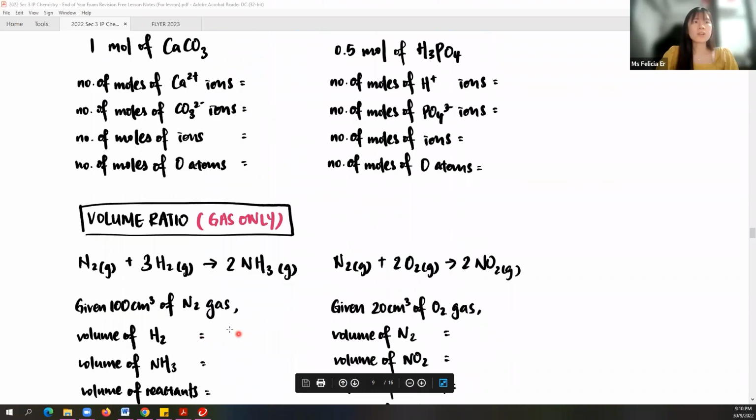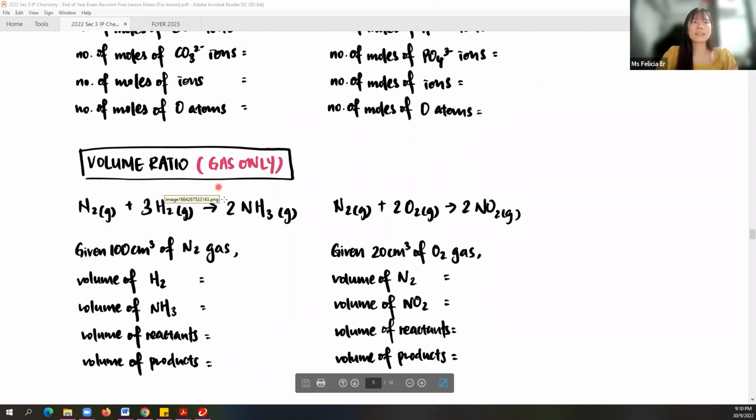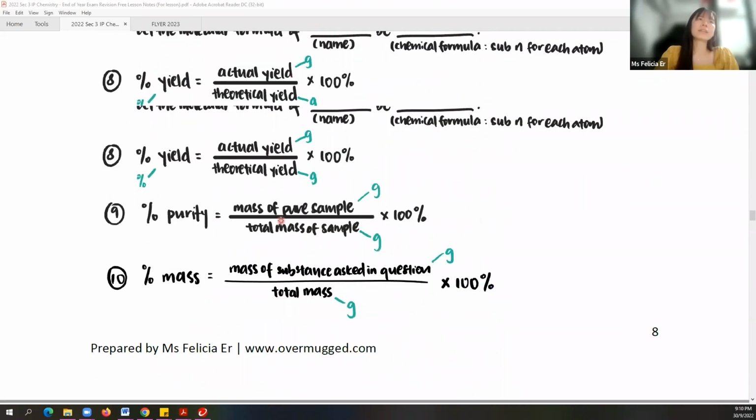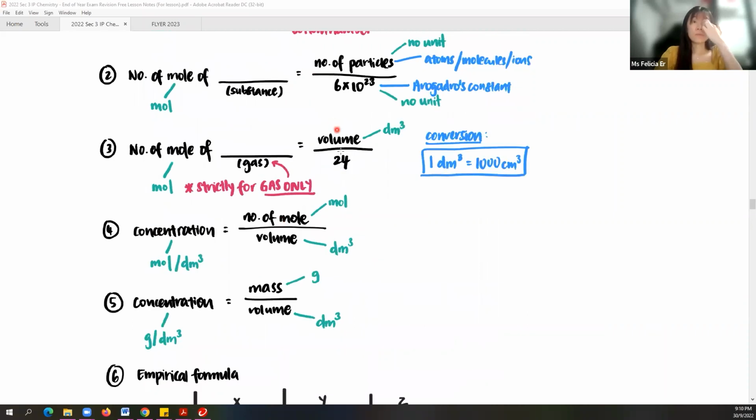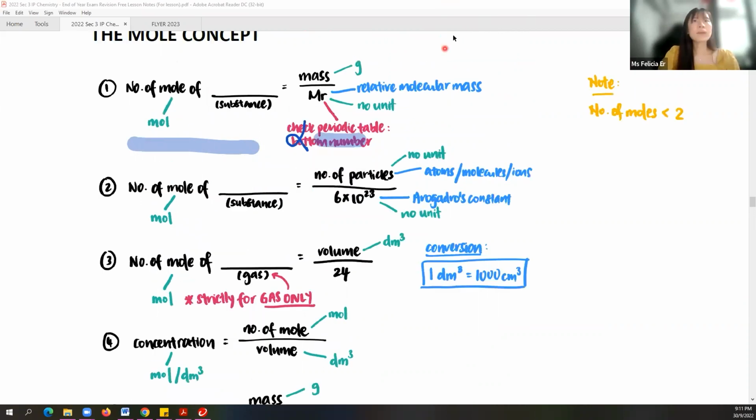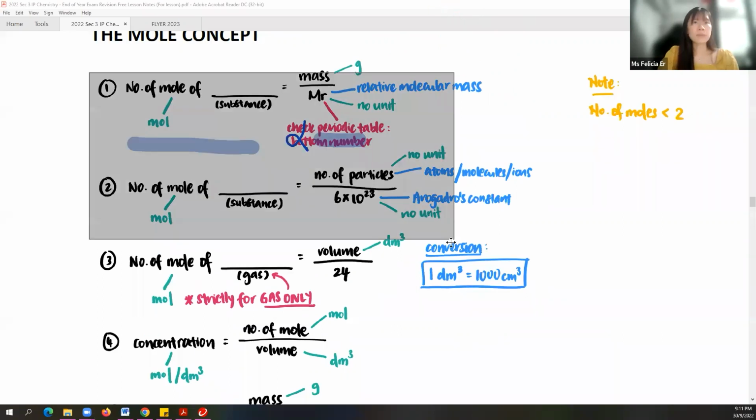The reason is because only for gas, if you see the formula, it will be volume over 24. So that means no matter which substance you choose, it is always divided by 24. So can you see that the number of mole is directly proportional to the volume? Because the denominator is always the same. That's why it's directly proportional. As compared to if the question gives you in gram, then it's different.